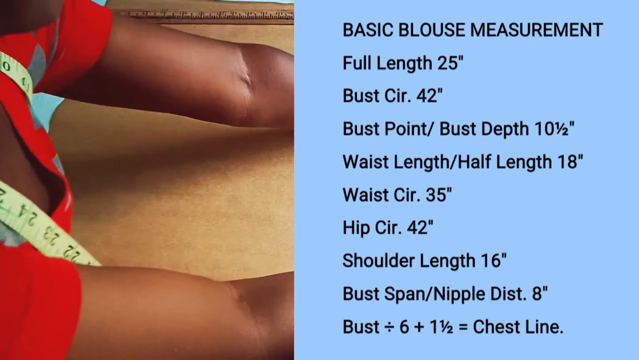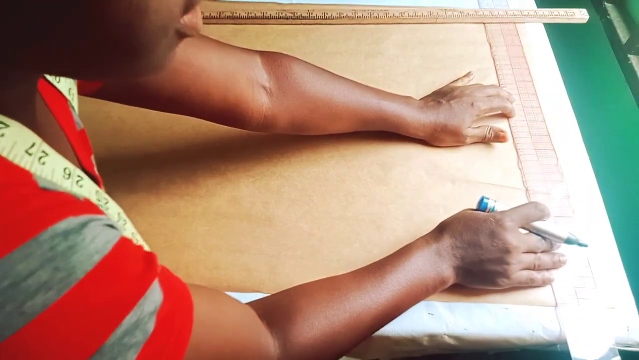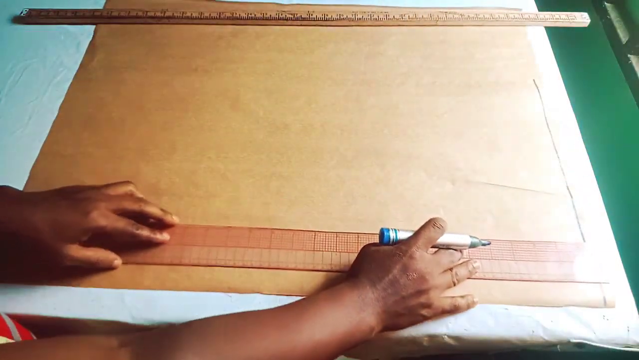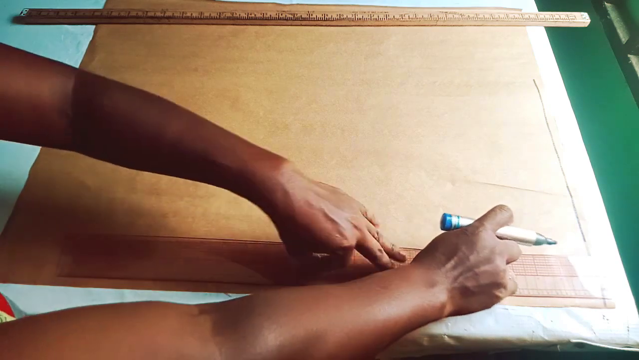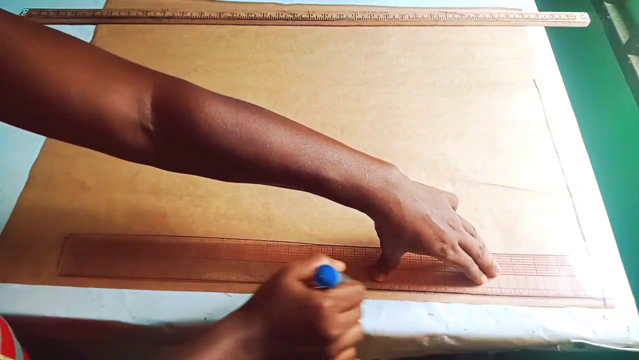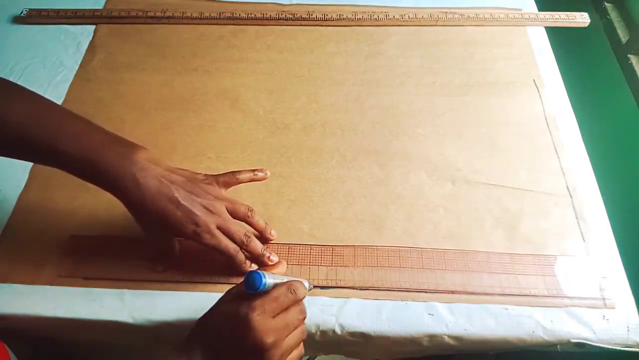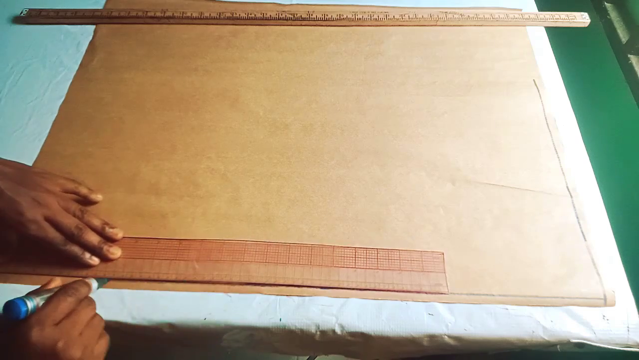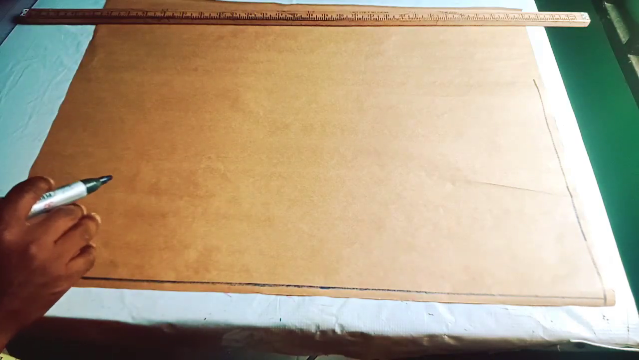Firstly, we're going to draft out our guideline or grain line. It's going to serve as our shoulder line. We're also going to do the same at the side. This is going to serve as our center front. Having done that, we're going to place our measurements.